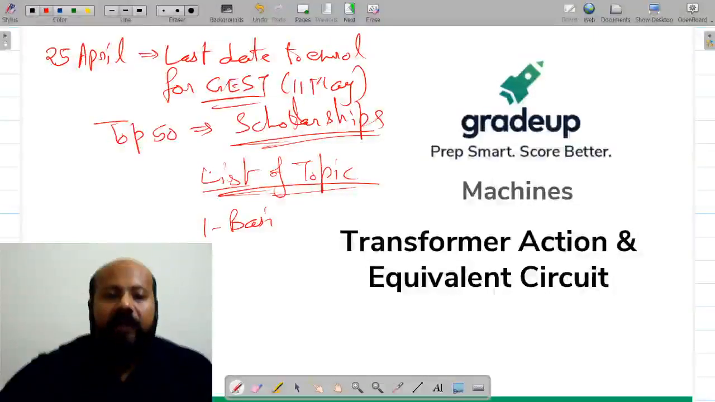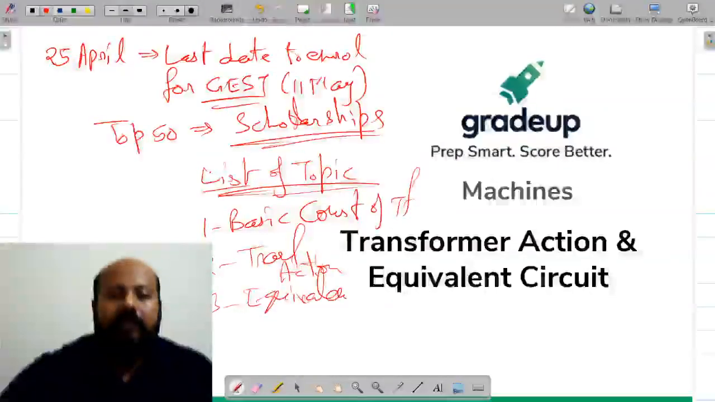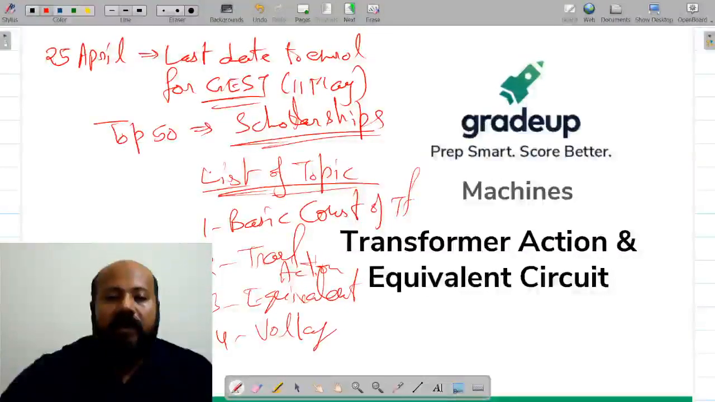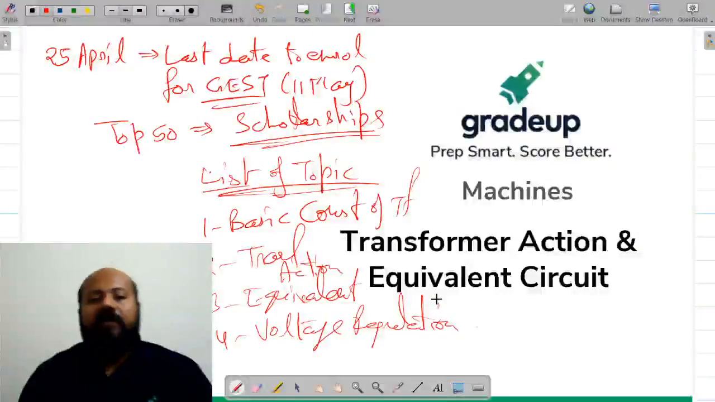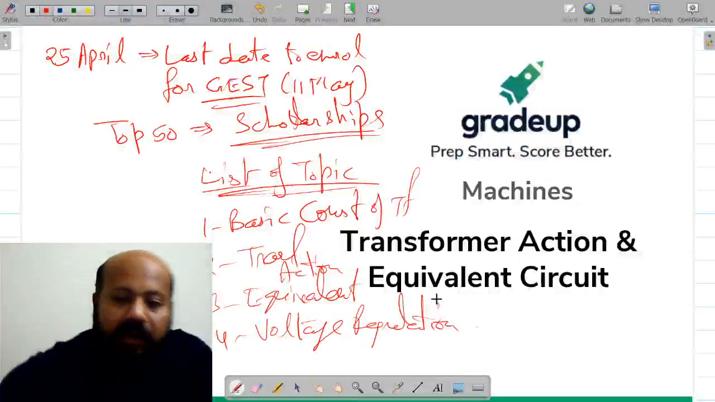We'll be starting with the basic construction of the transformer. Then we will see transformer action, equivalent circuit, and if time permits, then voltage regulation. Otherwise, voltage regulation we will keep for the Monday class. We are not in a hurry. We will be covering each topic with utmost detail so that your learning can be enhanced. That is the idea. So now let us start with the session.